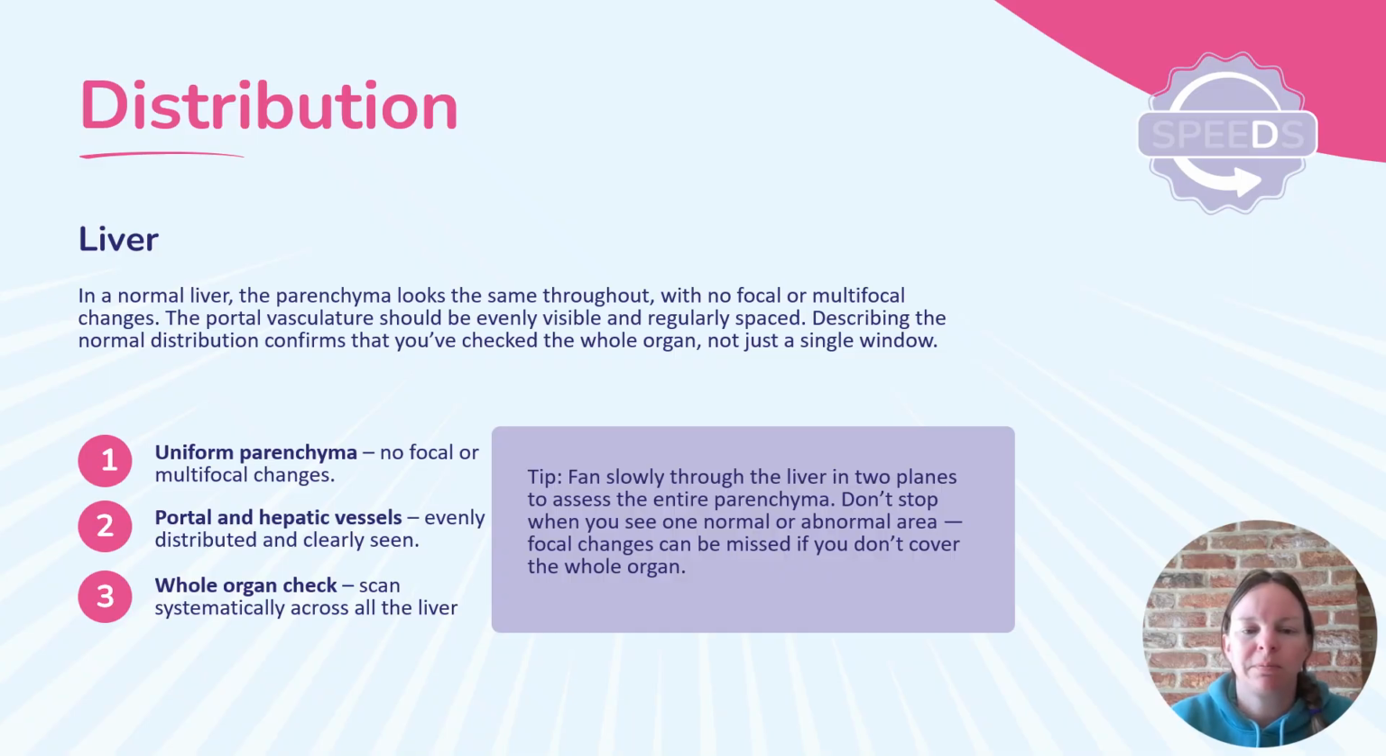So my top tip is to fan slowly through the liver in 2 planes to assess the entire parenchyma. Don't stop when you see one normal or abnormal area. Focal changes can be missed if you do not cover the whole organ.